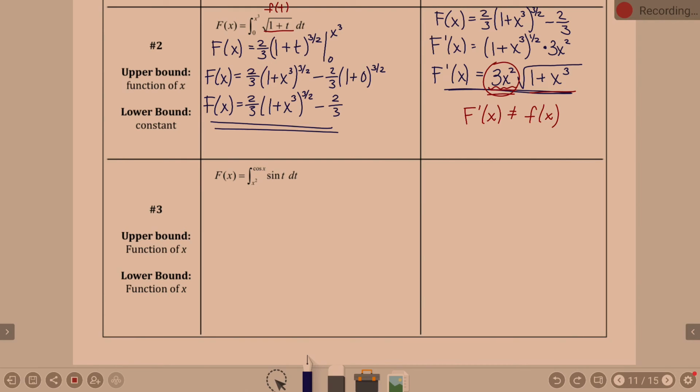And so I'm going to make an arbitrary variable here. Just going to pick a. And so I'm going to say the first one is the integral from x squared to a of sine t dt, plus the integral from a to cosine x of sine t dt.